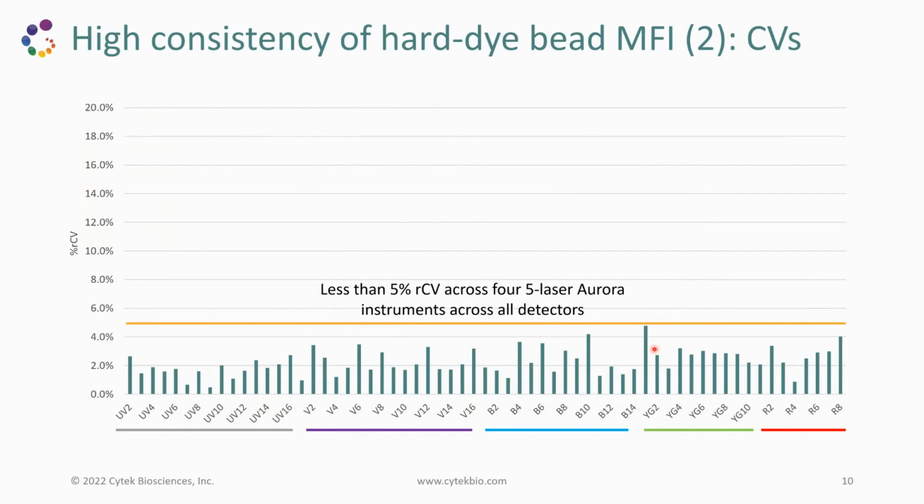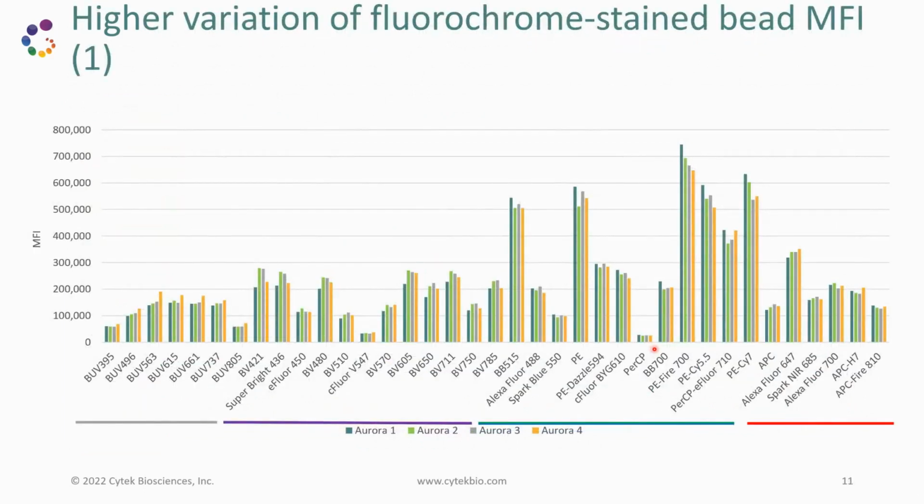Now, what happened when in those 4 instruments, I go and run fluorochrome stain particles? So here is the data. In the x-axis, what I have is a variety of dyes that are excited by all the lasers in those 5 laser systems. So we're covering all lasers, all wavelengths of emission. And here you can see the MFI of those stain particles. These are compensation beads. And you're going to see across for every fluorochrome that we test that there is variation in the MFI of those particles.